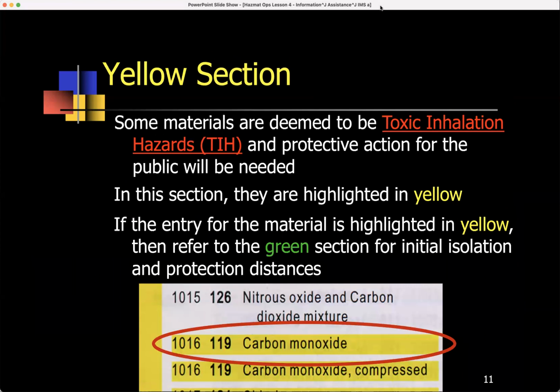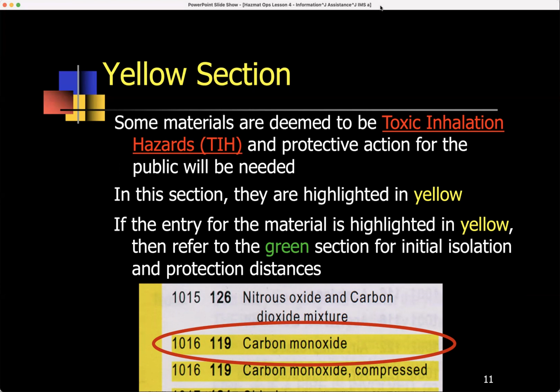Some materials are deemed to be toxic inhalation hazards, or TIH, and protective action for the public will be needed. How do you know which ones these are? They are highlighted in yellow in the yellow section. So if the entry for the material is highlighted in yellow, then refer to the green section, the green pages, for initial isolation and protection action distances.